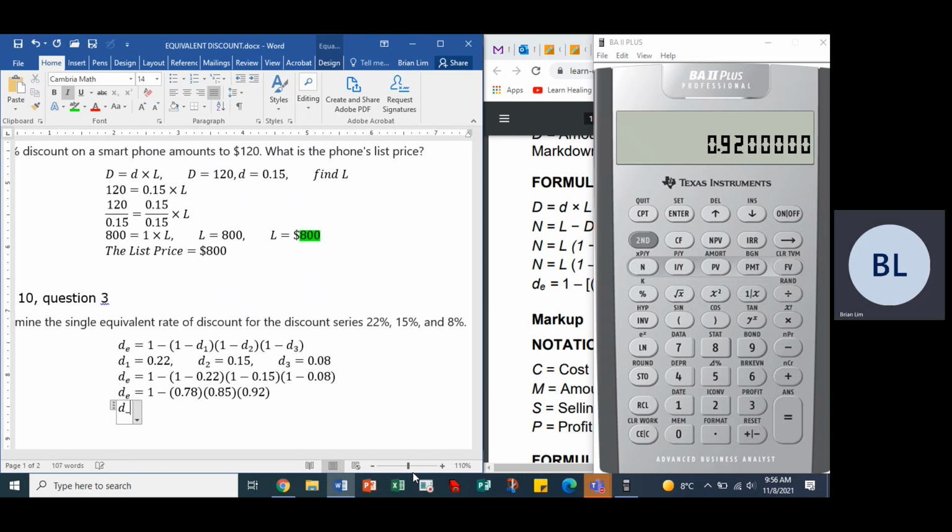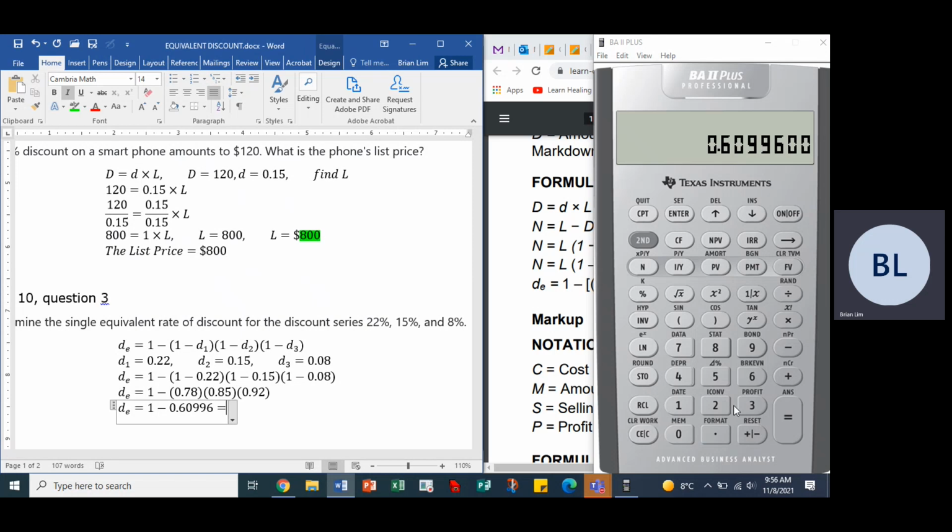Okay, so we can do another line. D subscript E is equal to 1 minus. So let's multiply these numbers. We have the 0.92 up there. We can go from right to left, so we multiply that by 0.85, then multiply that by 0.78, and we get a number looking like 0.60996. We can stop the rest of the zeros.